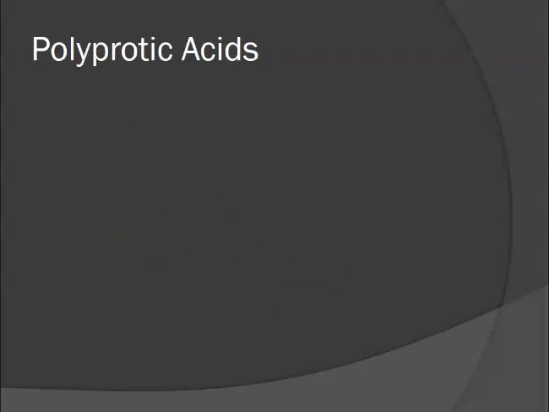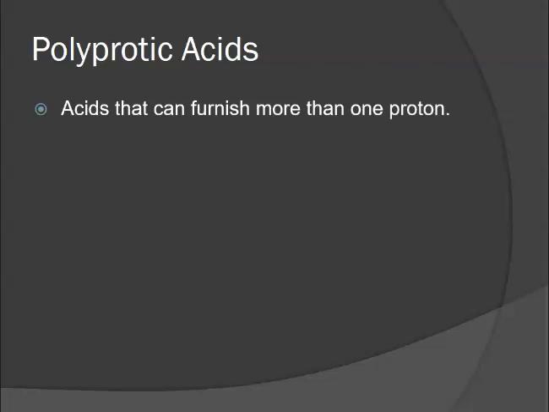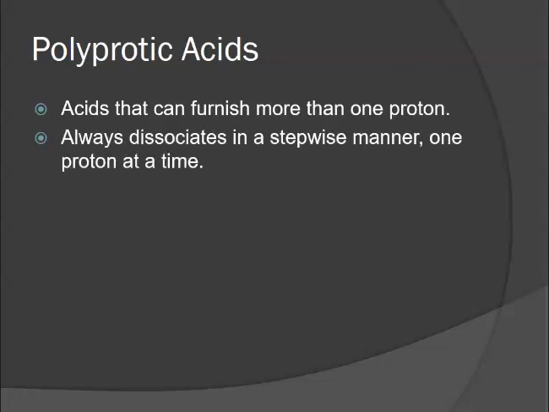All right, polyprotic acids. I just want to spend one slide telling you about polyprotic acids. So what do you think polyprotic means? It means many protons. So something like H2SO4 or H3PO4, phosphoric acid. Those are polyprotic. They are acids that can cough up more than one proton. When they do, they always dissociate stepwise. They don't just completely fall apart. The first proton comes off, then the second one, then the third one.